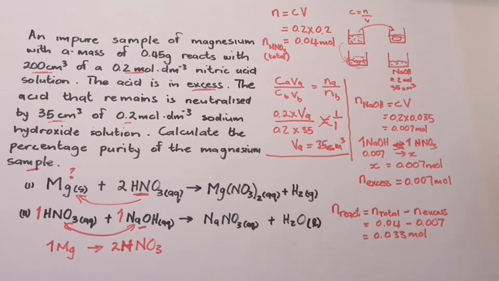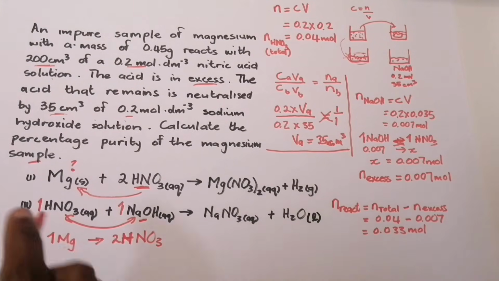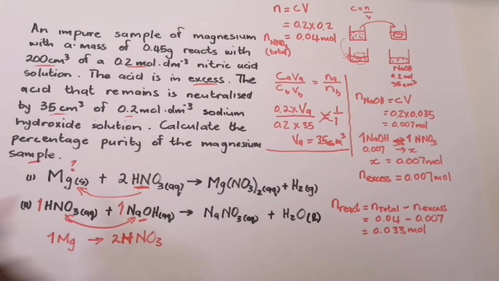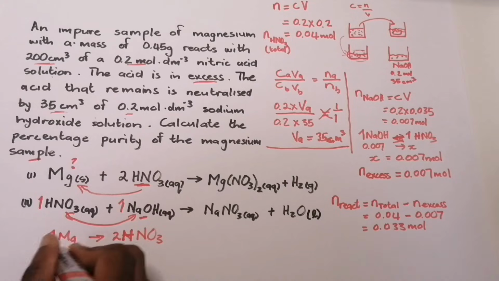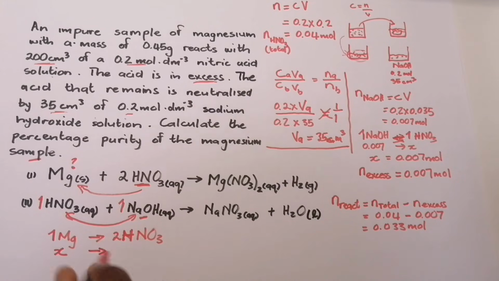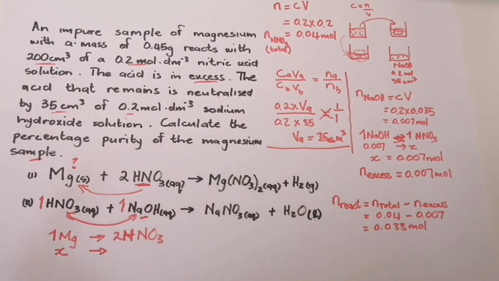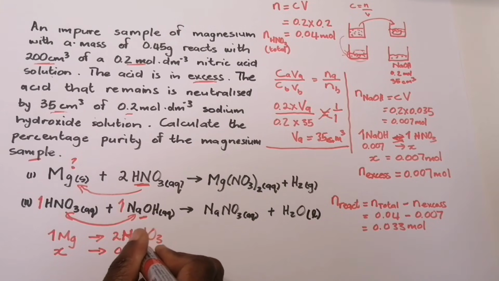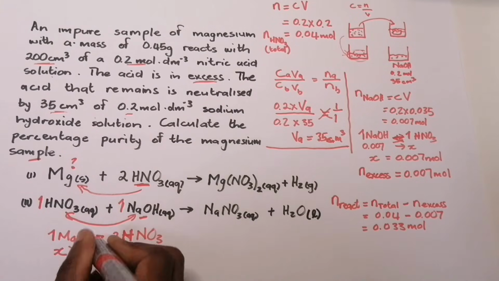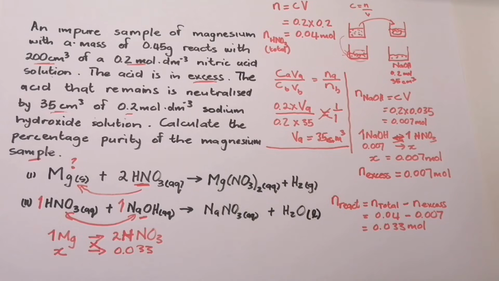1 HNO3, right? So for every 1 mole of magnesium, I use 2 moles of nitric acid. So I want to know how many moles of magnesium I will require in order to use 0.033 moles of nitric acid. Okay, I hope you're following, ladies and gents.